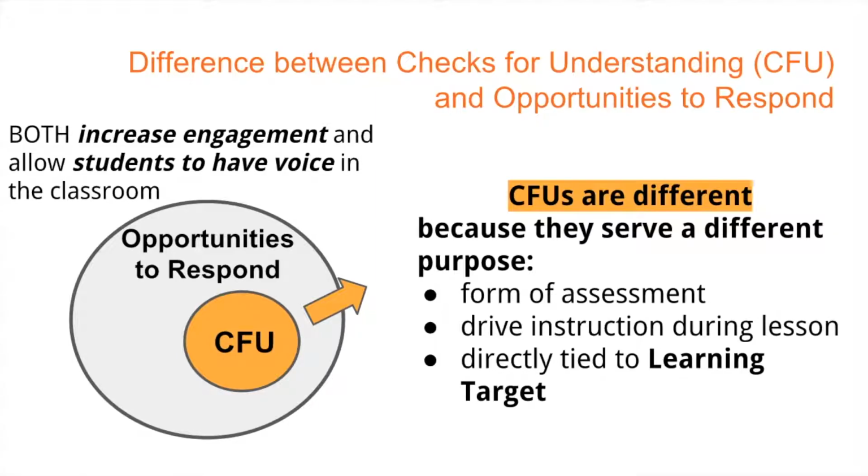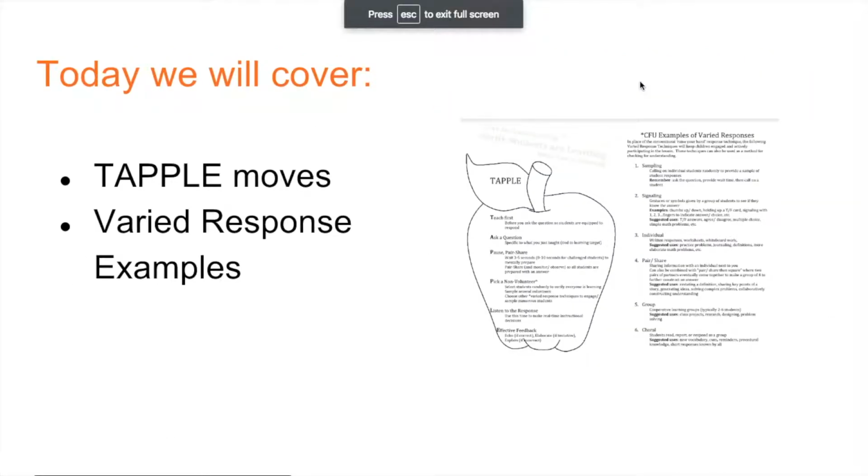So both Checks for Understandings and opportunities to respond increase engagement and allow students to have voice in the classroom. Checks for Understanding are different because they serve a different purpose. Checks for Understanding are used as a form of assessment. They drive our instruction in the moment during the lesson and are directly tied to the learning target. Today we will cover the TAPL moves and varied response examples. You can find these resources in Google Classroom and may want to reference them throughout the screencast.